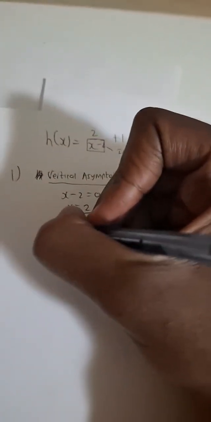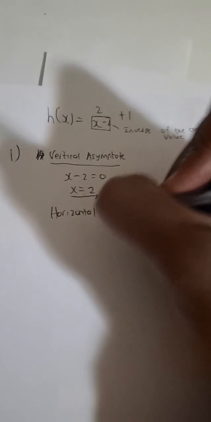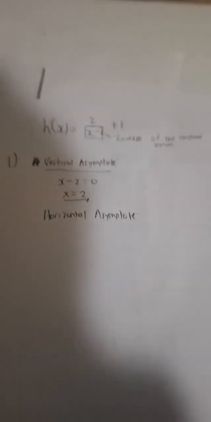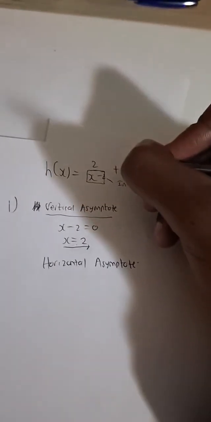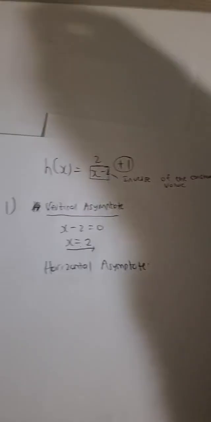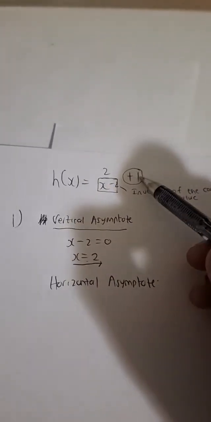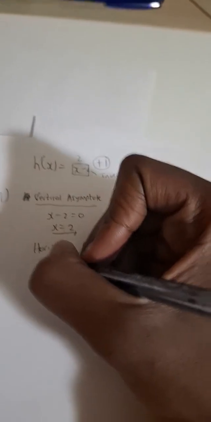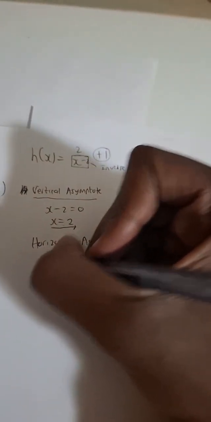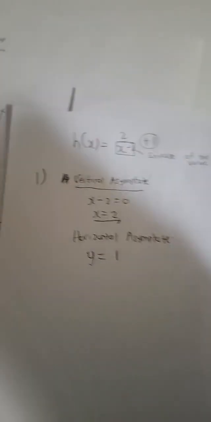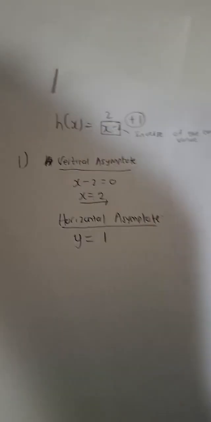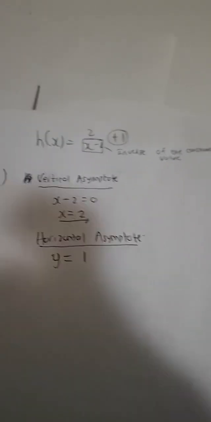Then what about the horizontal asymptote? For the horizontal asymptote of this function, guys, we consider the constant term after the fraction. So here it's positive 1. So that constant term as it is, y is equal to 1. That is the equation of the horizontal asymptote.